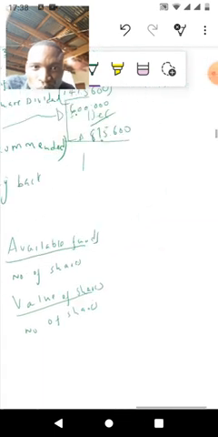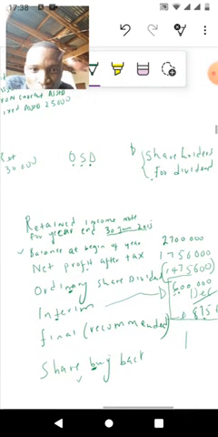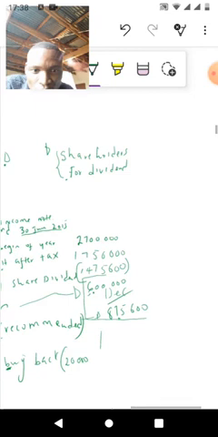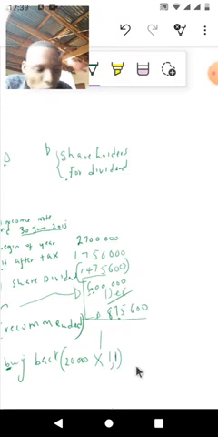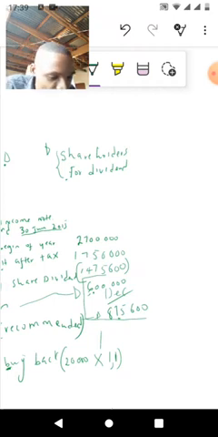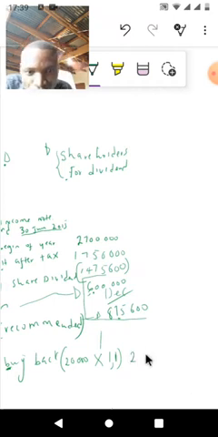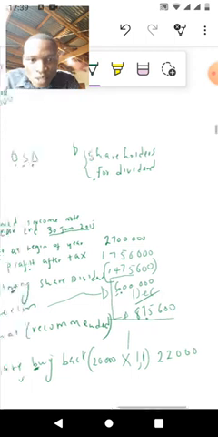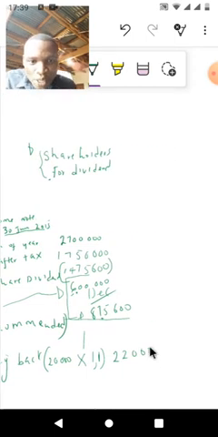So here on the share buyback, we say we bought 20,000 shares. Which price do we use? We use the price above the average share price. It was 1.1. So 20,000 times 1.1 is 22,000. And then this amount of share buyback should be subtracted.